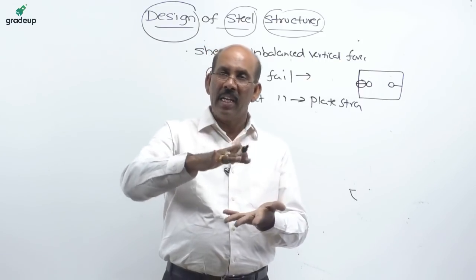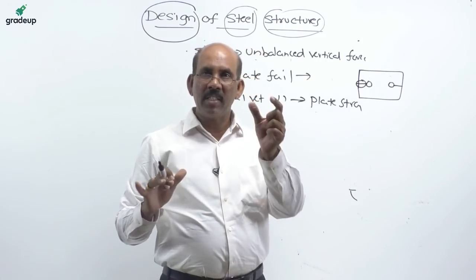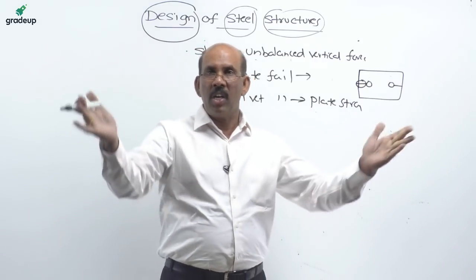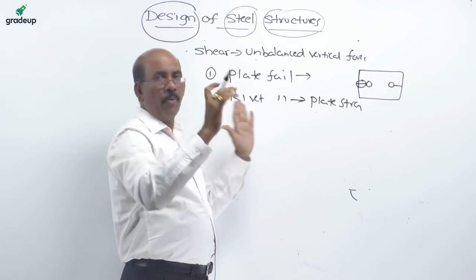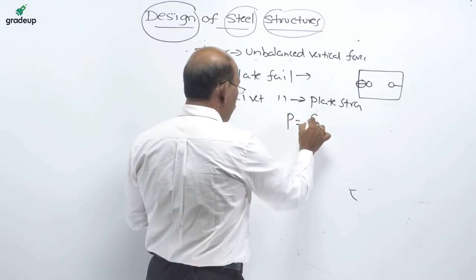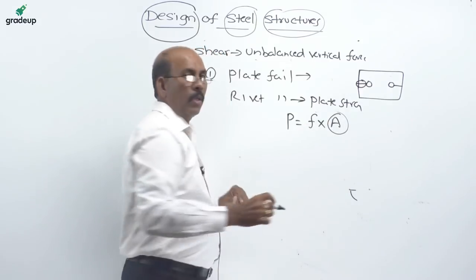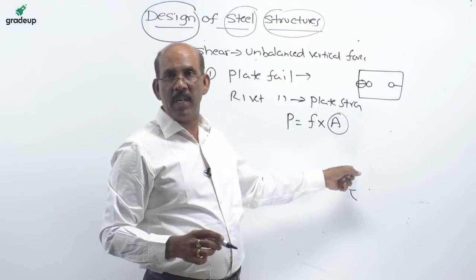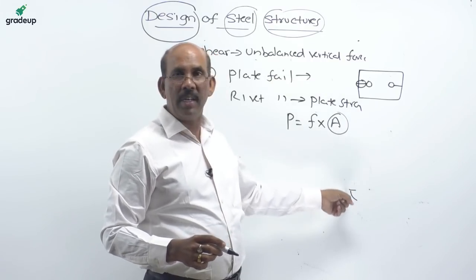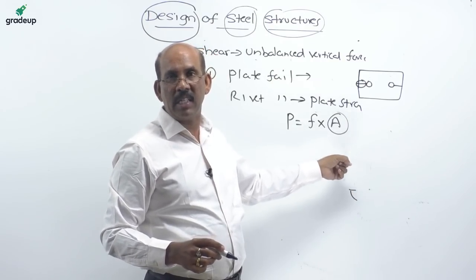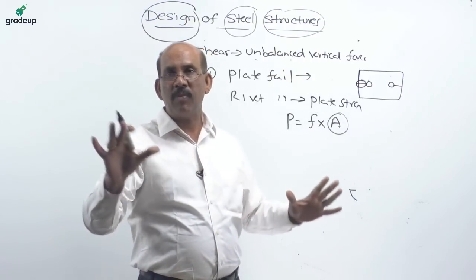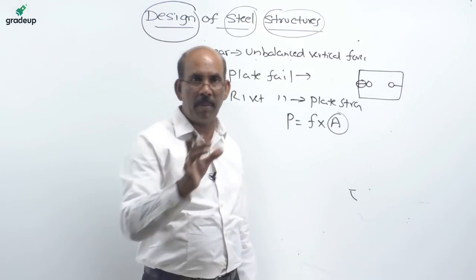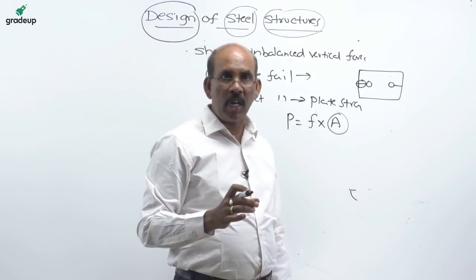As far as bearing, it is nothing but crushing. So the bearing stress into the area of the rivet is to be considered in calculating. In all these cases, the simple formula is load equals stress into area. The shear cross-sectional area, and thickness B into T for tearing, and for tension again tensile stress into area. In all these formulas, stress into area is nothing but the load carrying capacity.